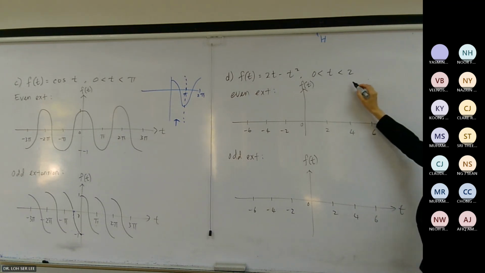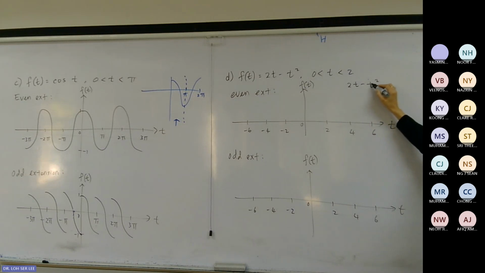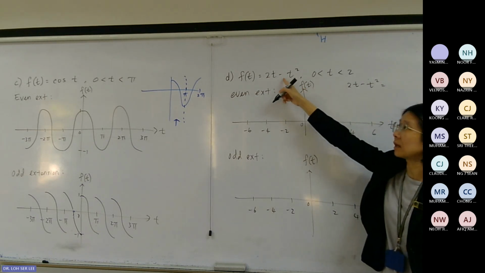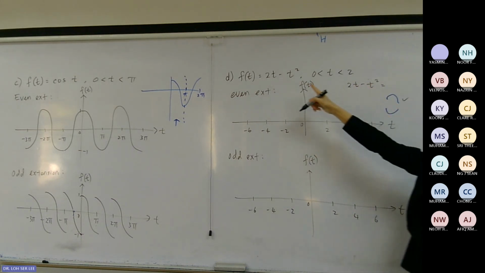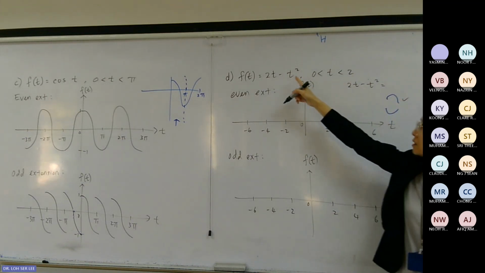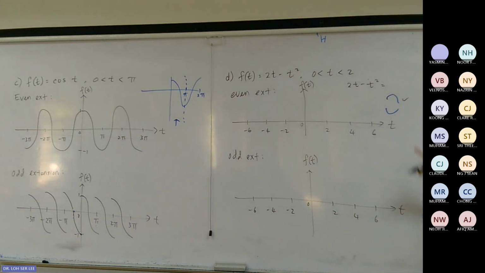Or d, 2t minus t squared. If you want to sketch this quadratic graph, what do you think is the shape of this graph? Is it a frown face or a smiley face? Okay, when you have a negative in front of t squared, that means a frown face. If it is positive, that means this one. So now we know that this curve will be something like this.